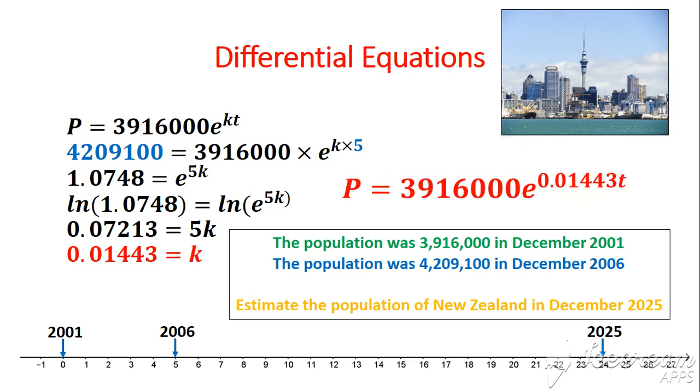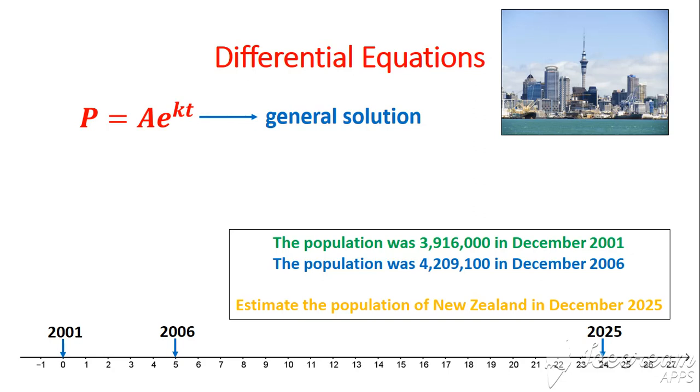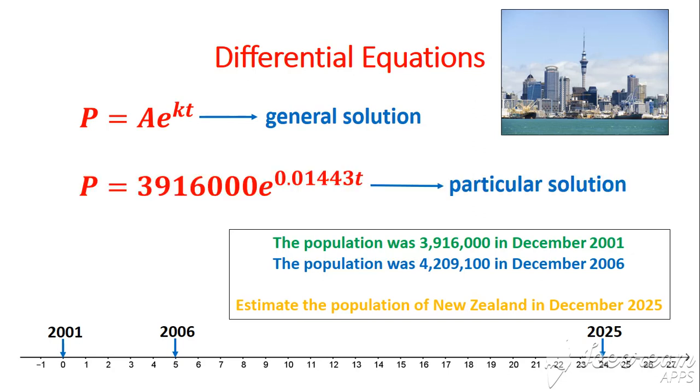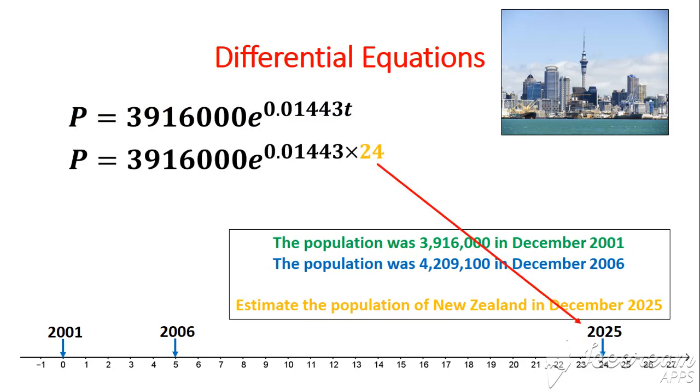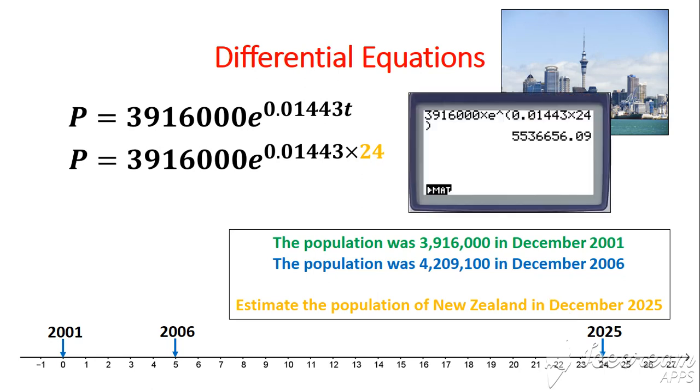Right, well this is our particular solution. We finally got there. So let's look at our general solution and compare it with our particular solution for all the information given. We finally are ready to find out our estimate. So let's go back and use our particular solution and substitute in the 24th year for 2025. Using a calculator, we've estimated the population to be around about 5,536,656 people.